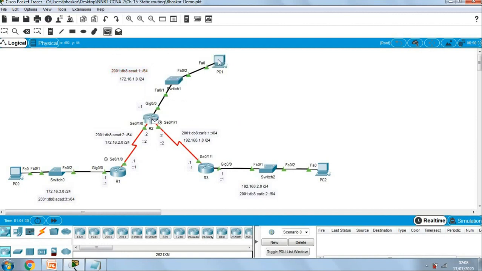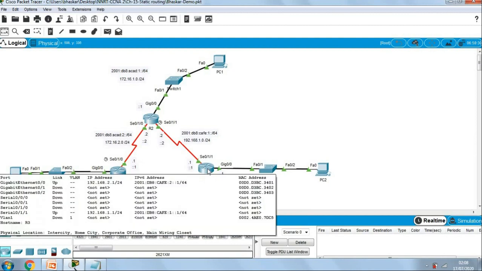So I can ping from R2 to the router successfully, as well as from this PC to the router, also successful. Okay, so it means this LAN is also working perfectly. Okay, next one. Now I'm going to the third one, R3 to PC2.